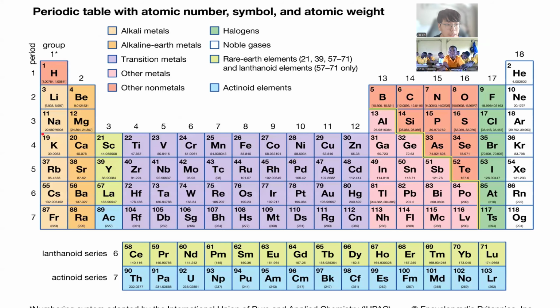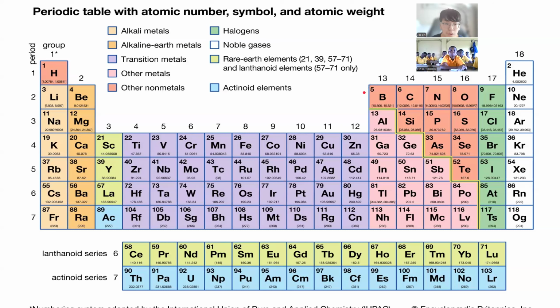So potassium, K, is over here. Does everyone see this? It's number 19. And phosphorus, P, is over here. And aluminum is over here. And boron is over here.